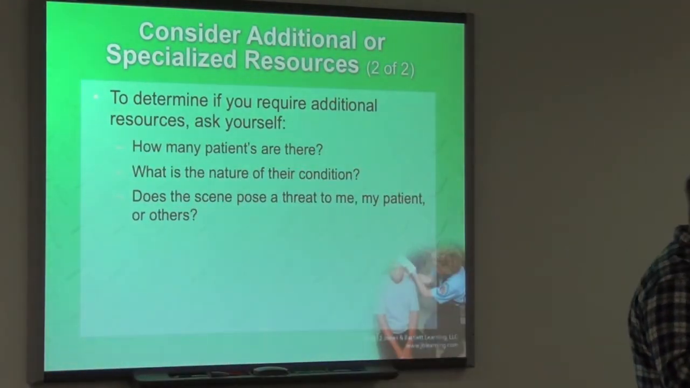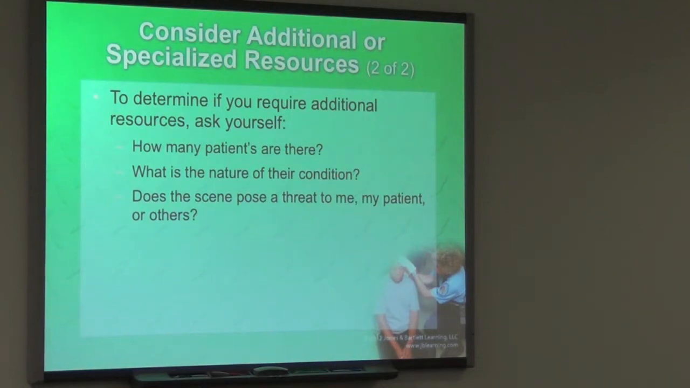So, how are we going to determine if we need additional resources? One, we're going to determine how many patients there are. What's their condition, and are they stable or unstable? Do they need an ambulance? Because not everybody, just because there was a car wreck or something, needs an ambulance, do they? Sometimes people just driving by call 911 because they think, oh, I called 911 today.